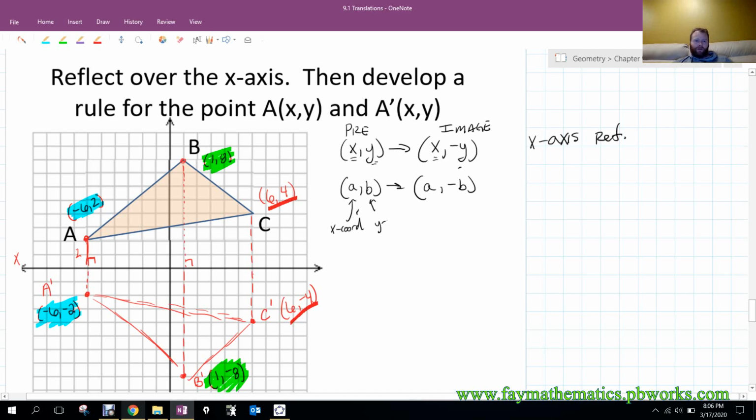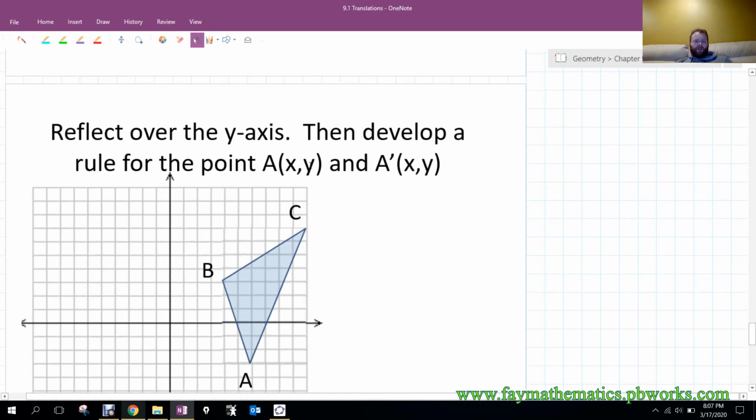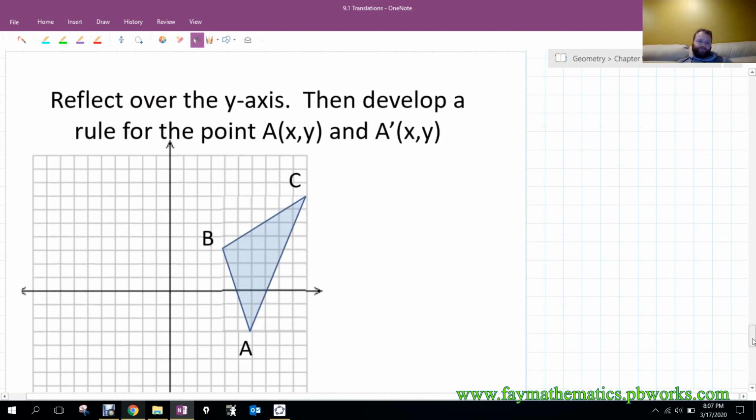B is a y coordinate. And this just says that in the image, the x's of the pre-image and image are the same. This says that the y values of your image and pre-image are just opposite one another. So that's how we reflect over an x-axis. Okay, a similar thing happens when we reflect over the y-axis.